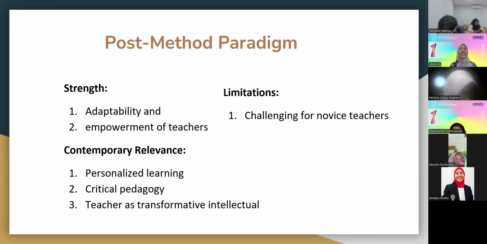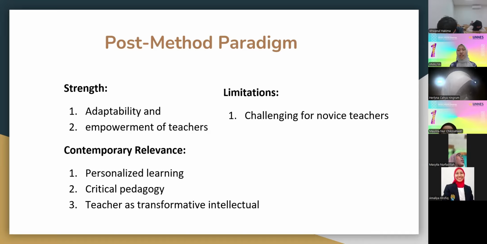Nowadays, it's really challenging for novice teachers, especially those who have only a few years of experience, so they have not yet found the best theory or the best method to transfer knowledge to the learner. And then how about the contemporary relevance? The first one is personalized learning, the second is critical pedagogy, and the last one is teacher as transformative intellectual.